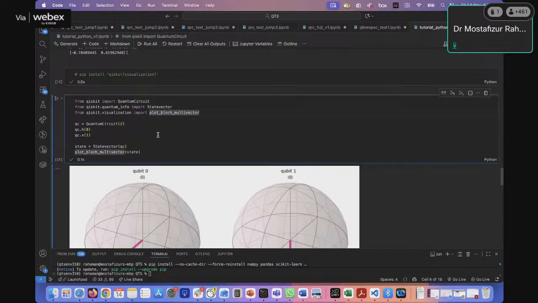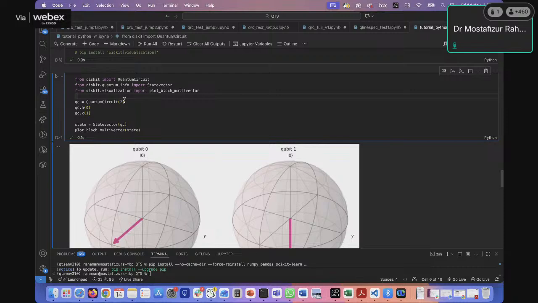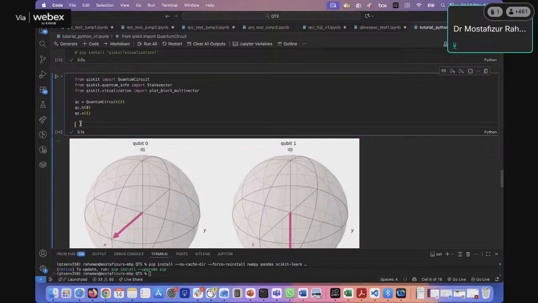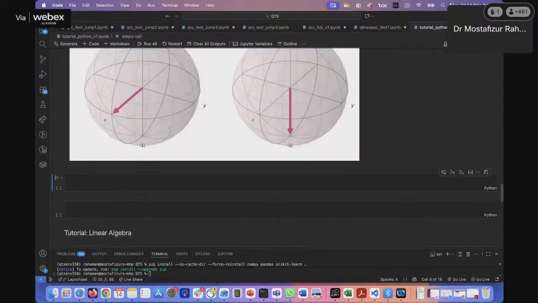And this is a Bloch representation, right? Okay. So we took two quantum registers, that is QC equals quantum circuit 2, right? And the first qubit, okay. So instead of this, let me draw these things, QC.draw, and then I can do these things.